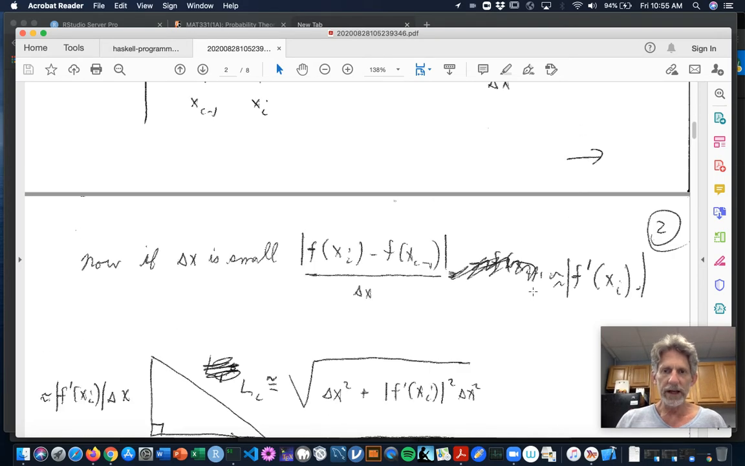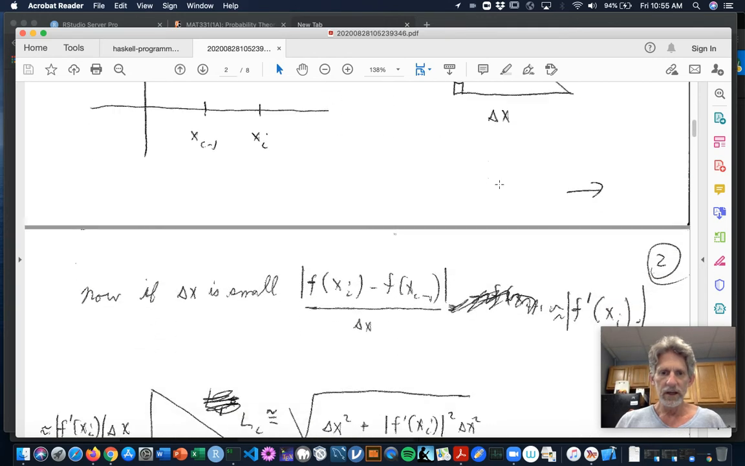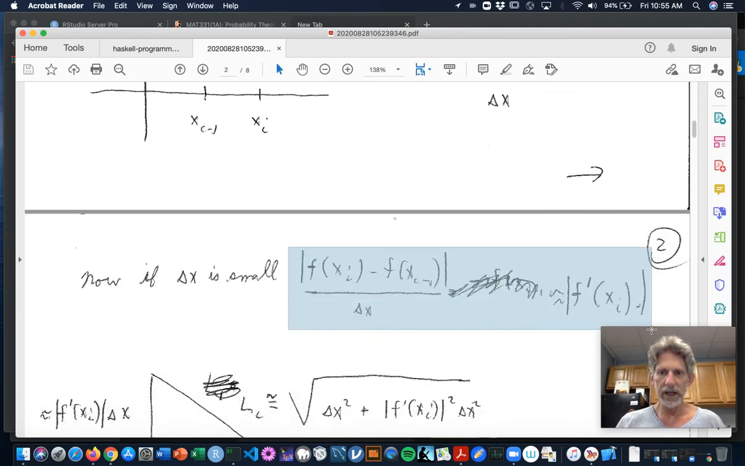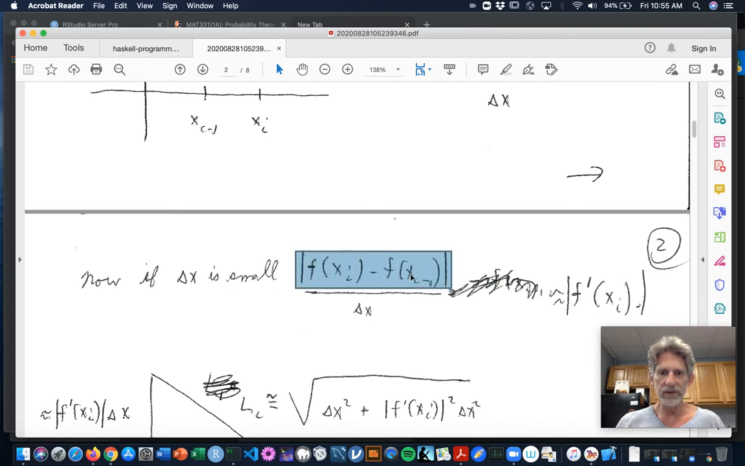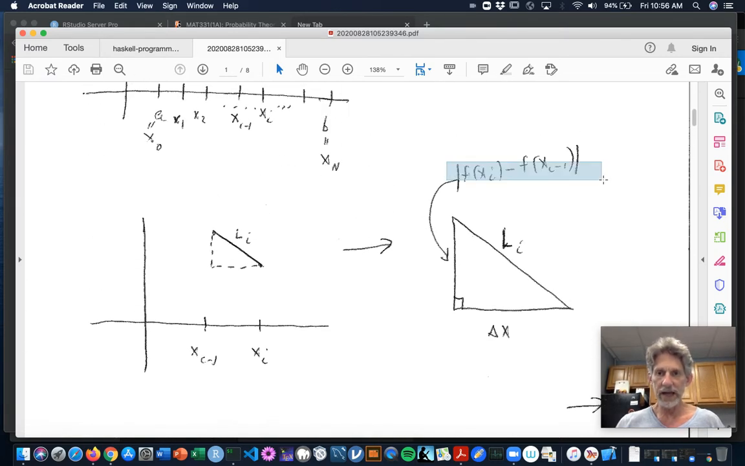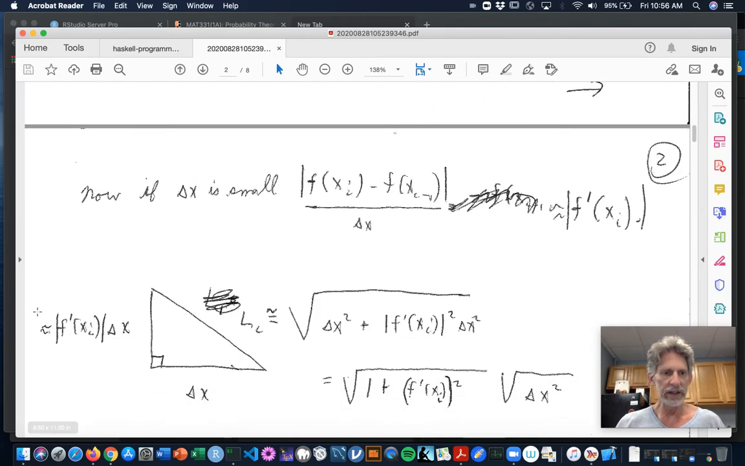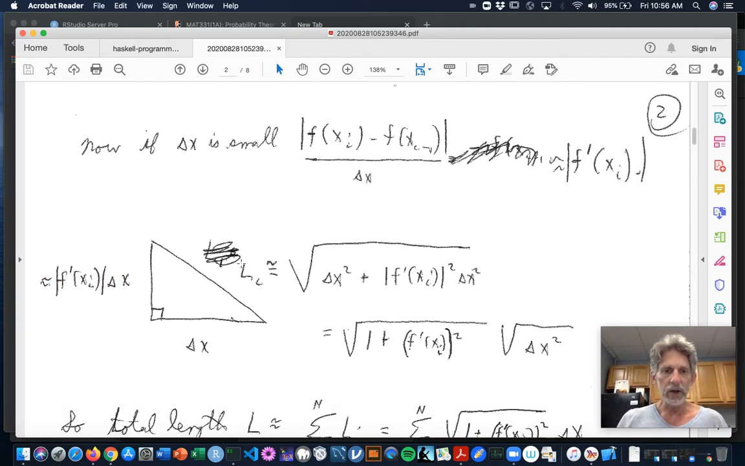So I could think about this. If I took this here and multiplied both sides by delta x, then I would have that this is about delta x times this. So I'm going to write that difference like that as approximately the absolute value of the derivative at xi times delta x. And now I'm going to go ahead and compute the hypotenuse.